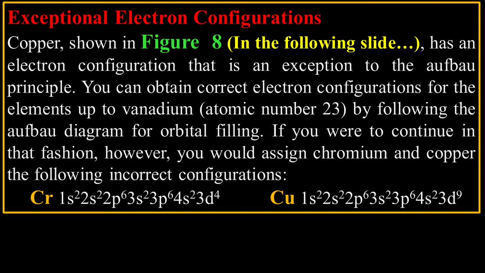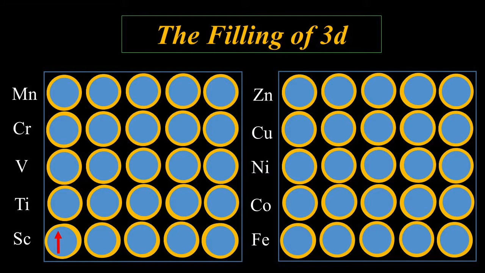Okay, this is the filling for scandium. It has one electron in the 3d. Now remember, the 4s electrons are already distributed. We're not showing the 4s electrons. We're showing just the 3d electrons. So I want to make sure you know, relative to the Aufbau principle, how the electrons are filled, and also, more importantly, according to the periodic table.